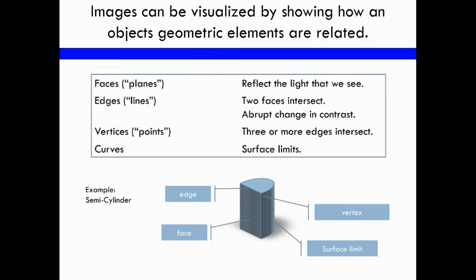Well, images can be visualized by showing how an object's geometric elements are related. So looking at the faces, the sides or planes, you're looking at the edges, the lines, how two faces intersect or changes in contrast, the vertices or points, where three or more edges intersect, and then the curves or the surface limits. And when you look at this example of the semi-cylinder, you can see how all of those different aspects of geometric elements combine.